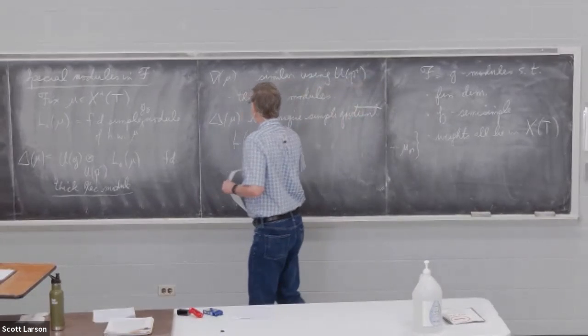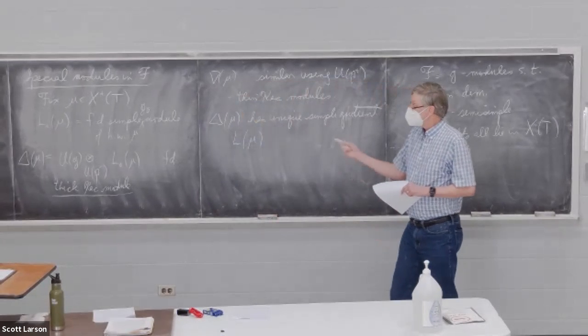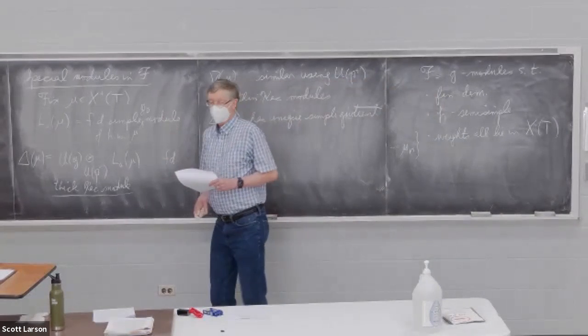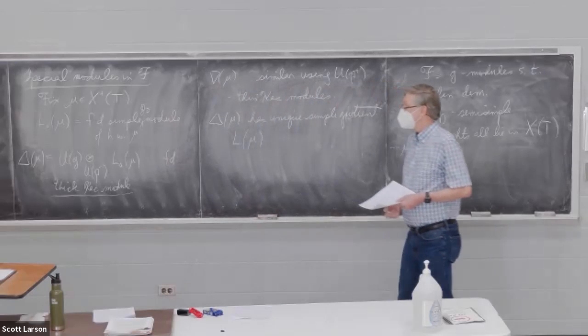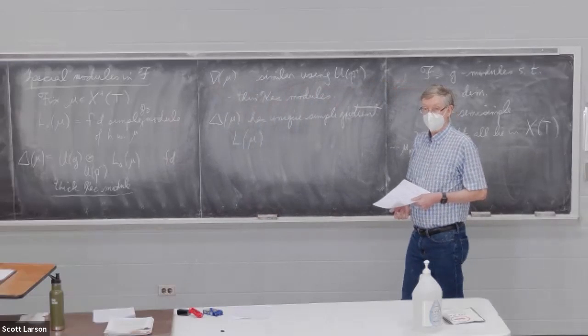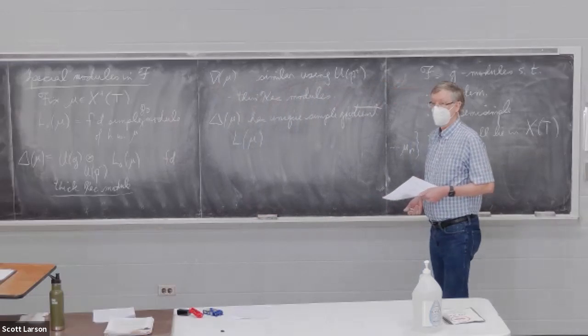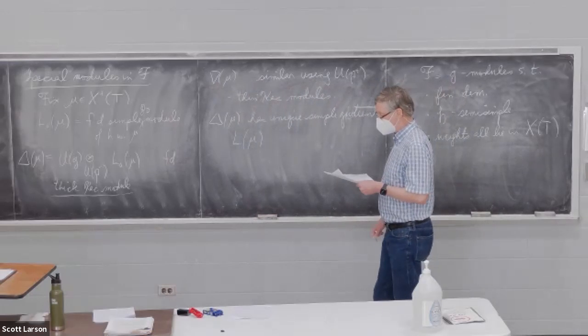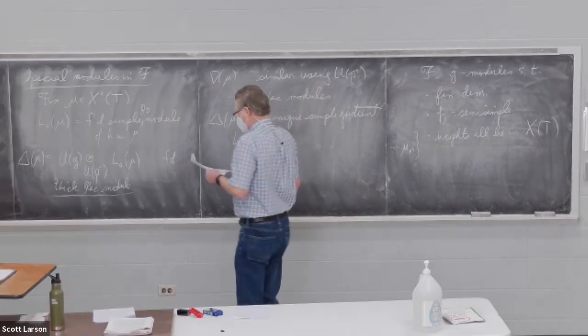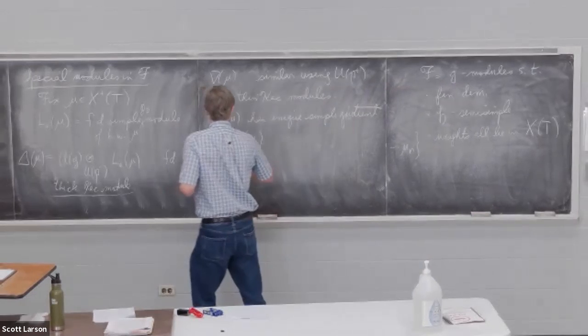Denoted L of mu. And the L of mu, as mu varies over the dominant integral weights, form a complete irredundant set of simple modules for this category. I'm lying slightly, but you also have to take pairs of changes into account. And the category F has enough projectives.